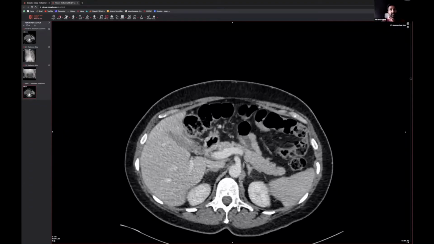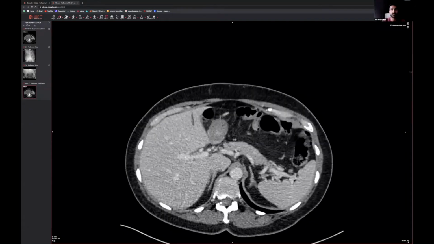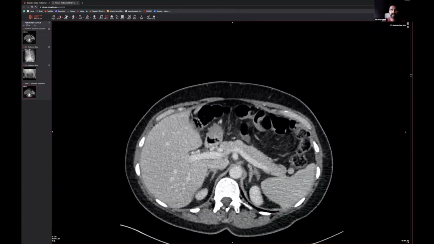What phase is this? This is a portovenous phase because the aorta doesn't look as bright as the vertebra. It looks almost the same kind of density as the portovenous system. And actually, the portovenous system over here looks slightly brighter. So this is more likely to be a portovenous image.